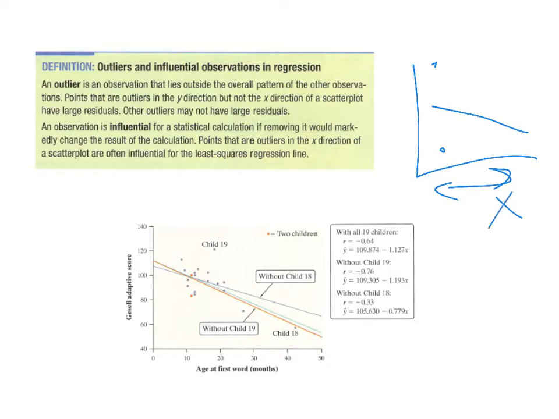For instance, if you look down here, you've got a whole bunch of lines. We have our initial line, which is the turquoise color there. Then they removed child 18, and you can see how it shifted. Child 18 is the one that had a pretty low score for their age. Then you can see the orange line when they removed child 19, who had a really high score for their age. You can see how much it shifted when the influential point was in the x direction, where the big difference was in the x direction, versus the amount of shift when it was in the y direction.